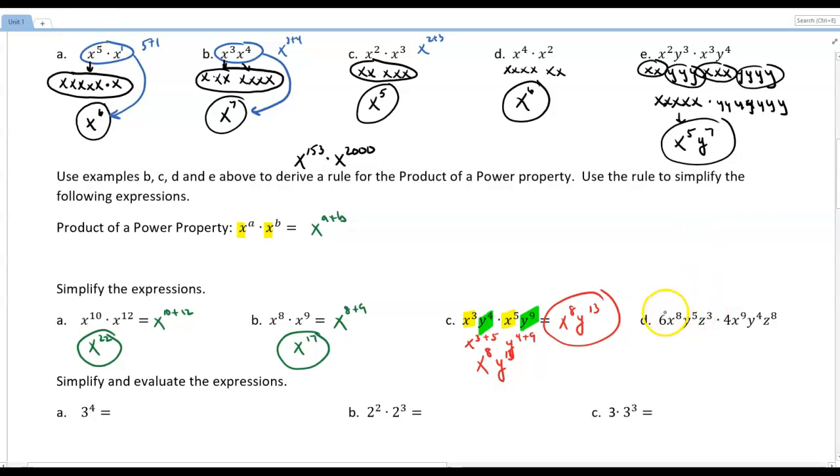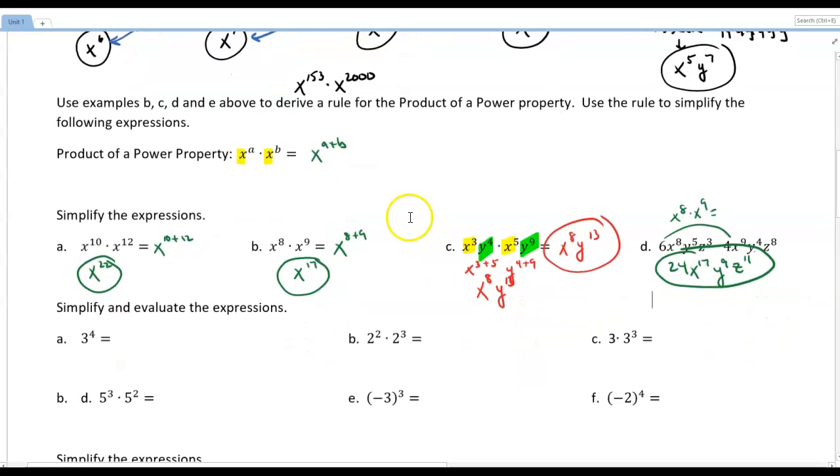So when you look at this one, I'm going to multiply 6 and 4 to get 24. Now, x to the 8th times x to the 9th. When I add those exponents, I would get x to the 17th. Then y to the 5th times y to the 4th. When I add those together, 5 plus 4 is 9. And z to the 3rd times z to the 8th, 3 plus 8 would give me z to the 11th power. And I am done.